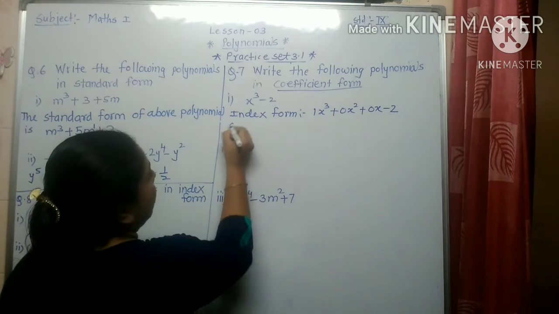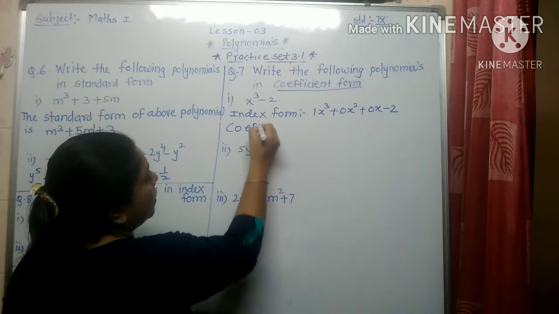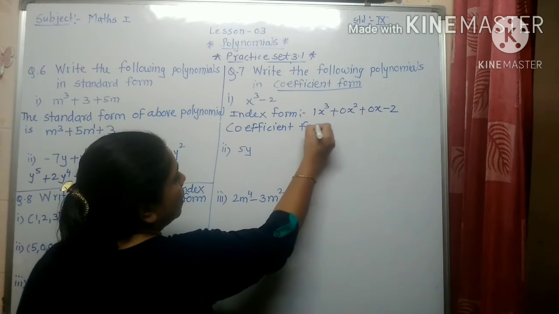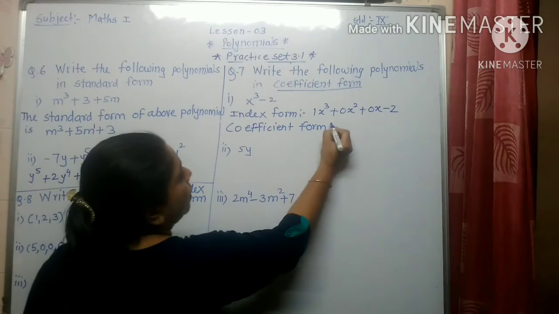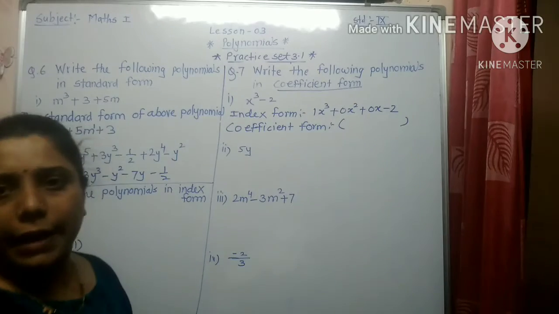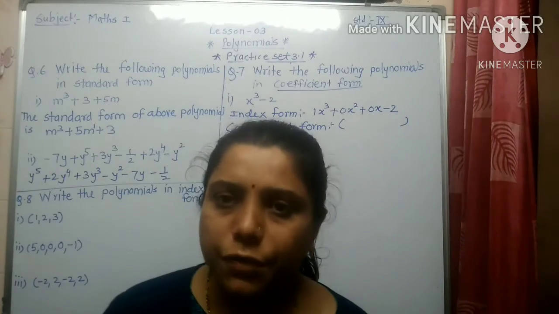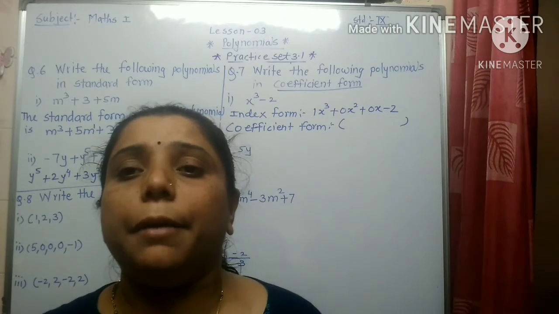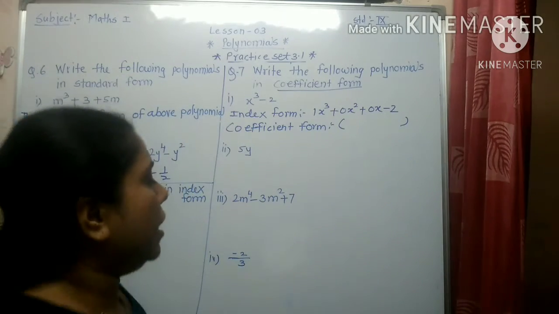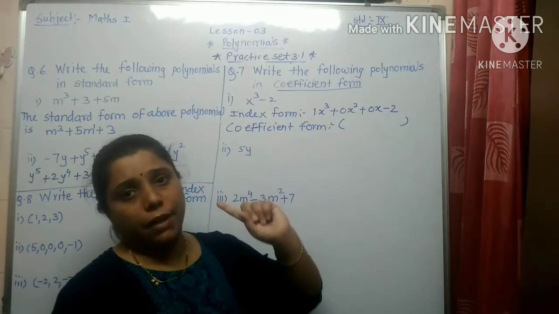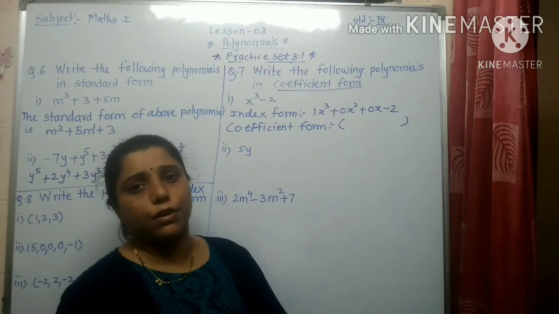Now I will write down the coefficient form. What is the coefficient form? The coefficient form is expressed in round brackets, and we write all the coefficients with their signs, separated by commas. Now, the sequence of the coefficients is very, very important. Don't interchange the sequence.